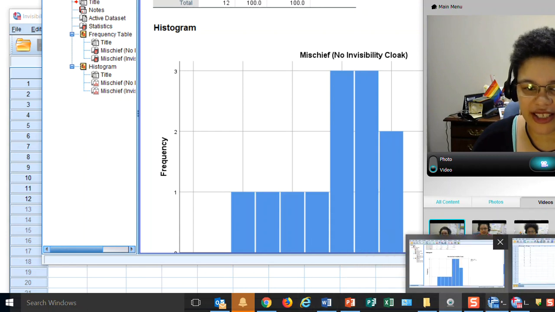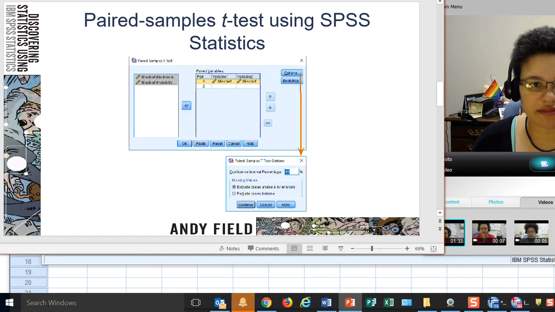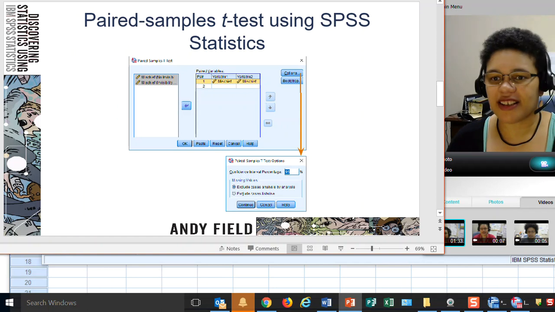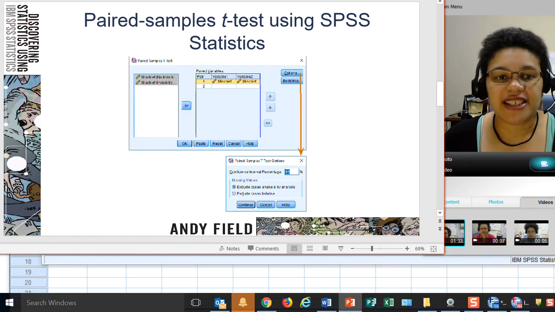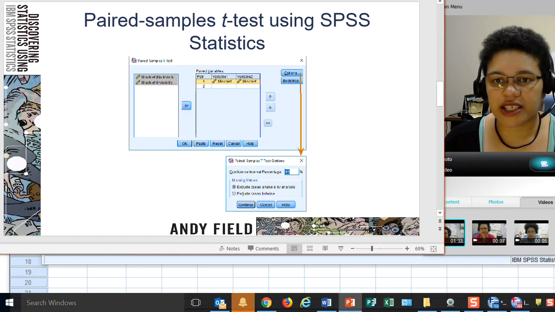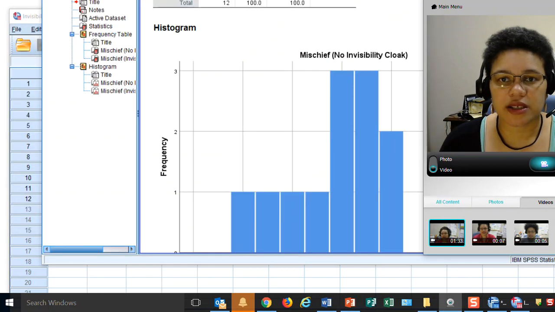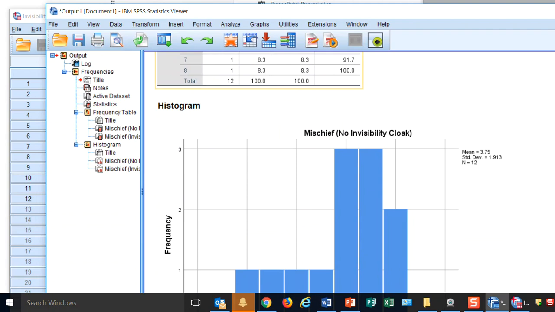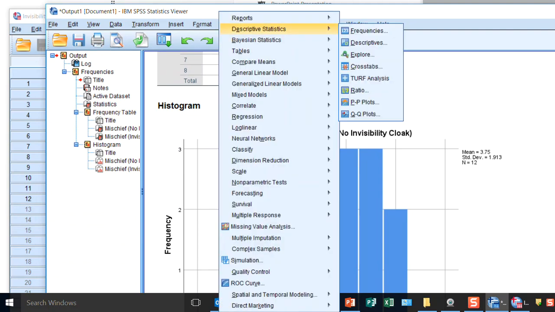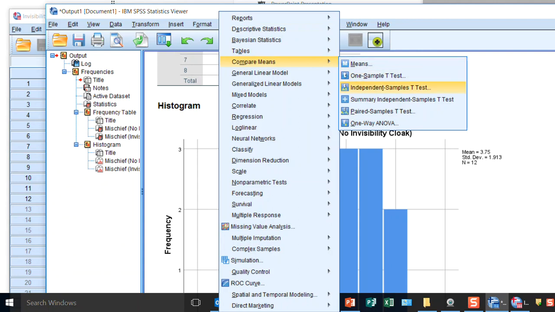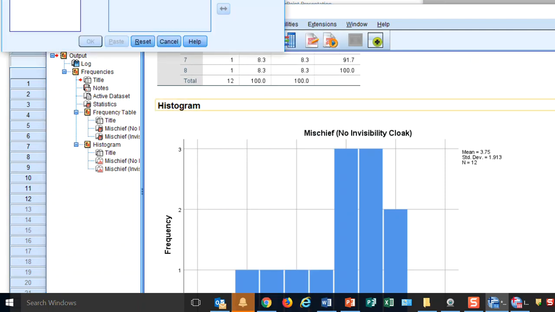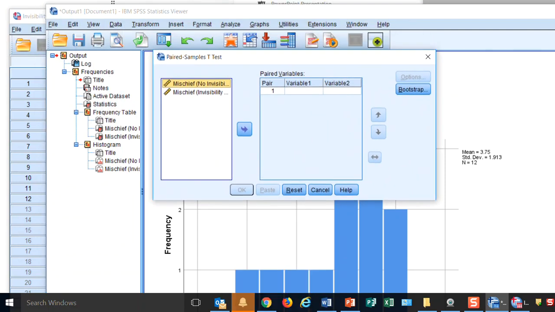Okay, let's go back to our slides. So, how to do the paired sample t-test. I'll slide over so you can see me. Similar to before, we go to comparing means in SPSS. Let me slide this down so you can see what I'm doing. I'm going to go to Analyze, Compare Means, Paired Samples t-test. Then this box pops up.